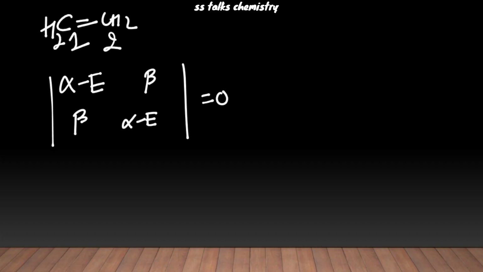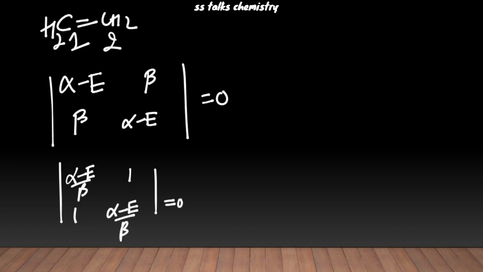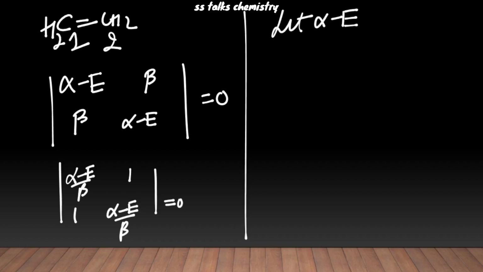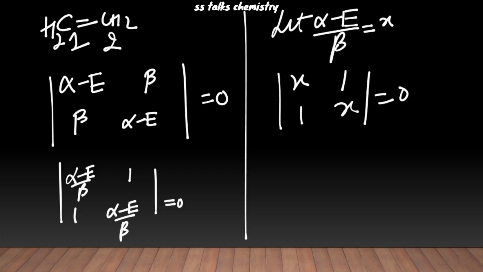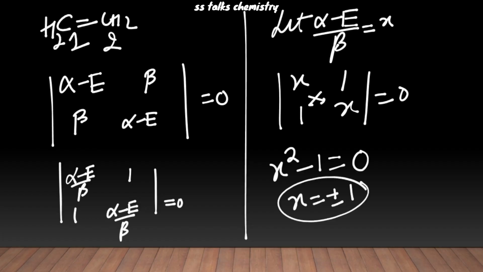Divide all of this by the beta value. So it will become (alpha minus E) upon beta, here 1, and (alpha minus E) upon beta. This is equal to 0. Next, let (alpha minus E) by beta be equal to x. So the determinant becomes x 1, 1 x, equal to 0. Solve this: diagonally you have to go and subtract these values. x squared minus 1 is 0.